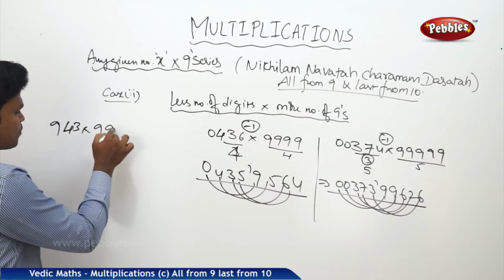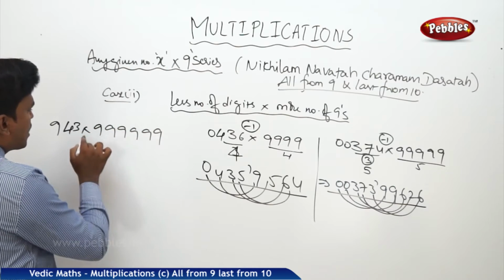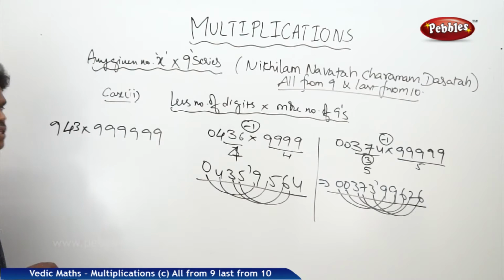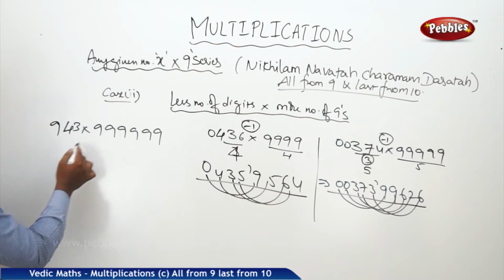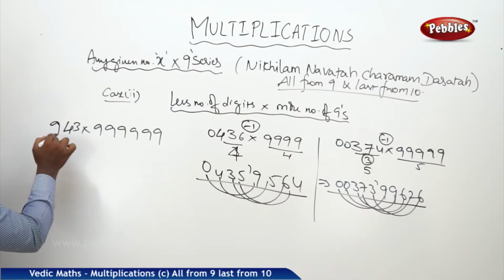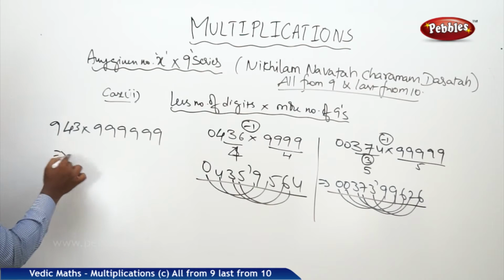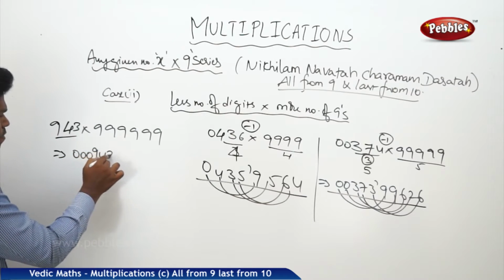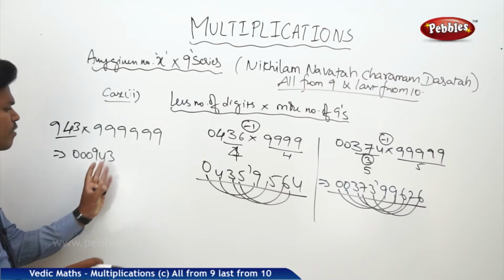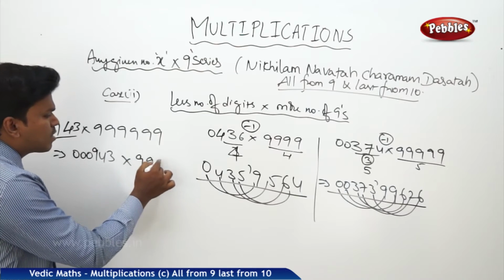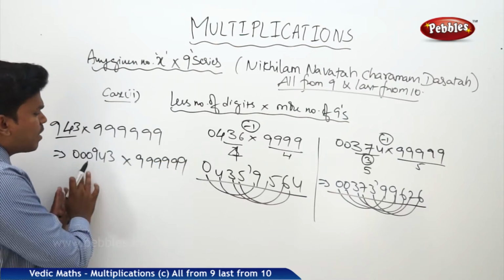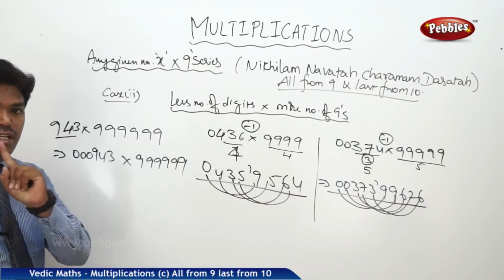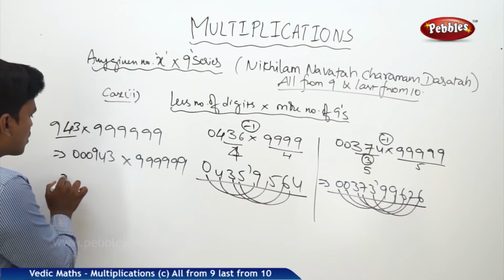One more example. Some big example we will take. 943 into 6 9s. Same. How many digits are less? 3 digits. So what are we going to do here? Simply add 3 zeros before the given number. So the number will be 000943 into 6 nines. Now it became equal digits into equal 9s, which is nothing but case 1. So what is your answer now?